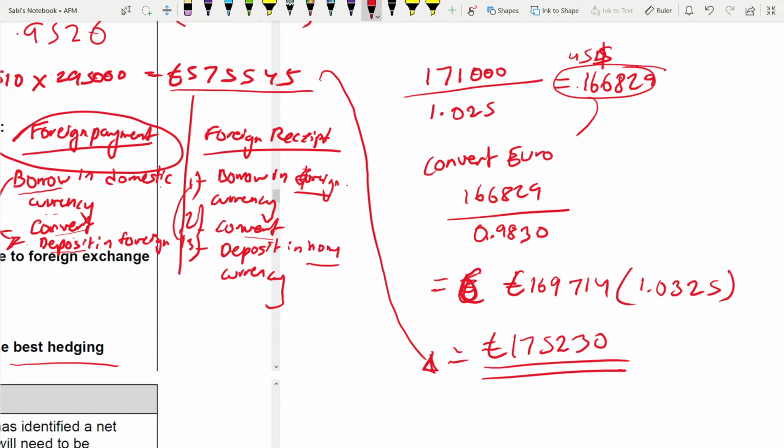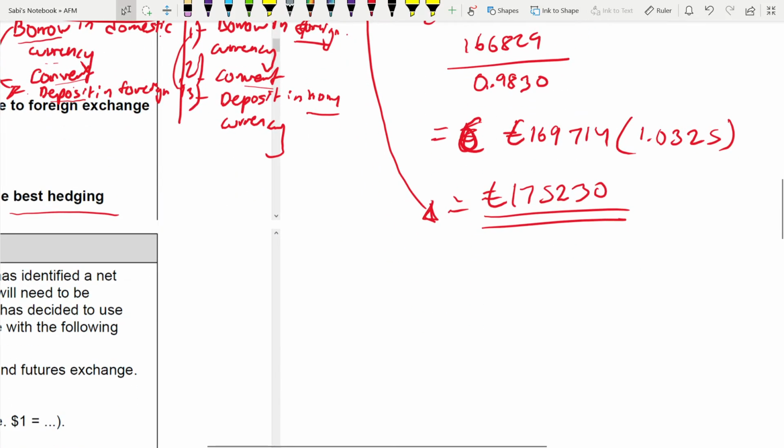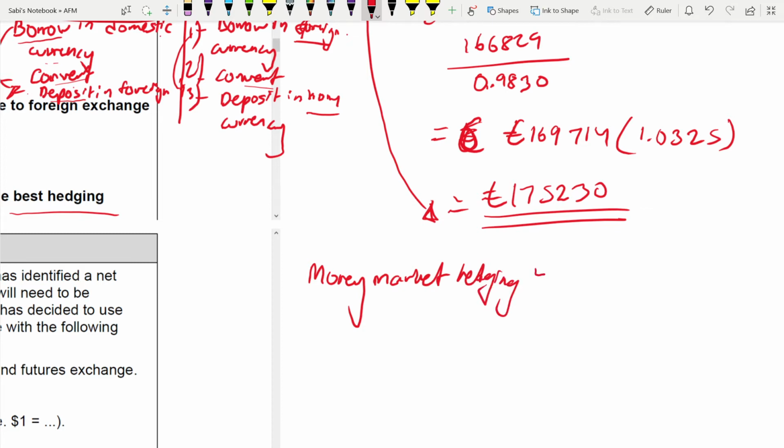Okay, we have done forward. Now let us start doing money market hedging for the US dollar. So money market for 4 months, you need to write like this when it's a different currency, for Australian dollar. 4 months Australian dollar. It's a receipt.